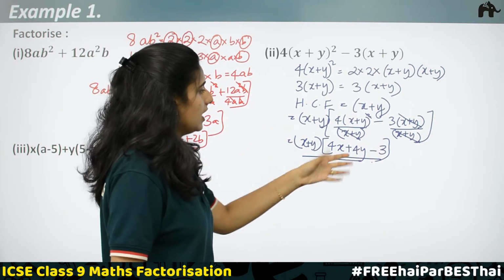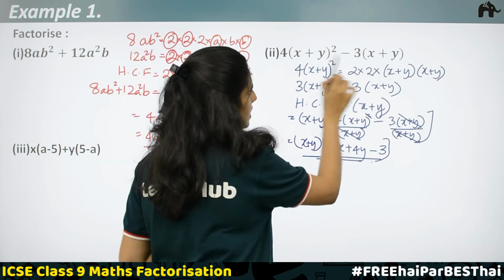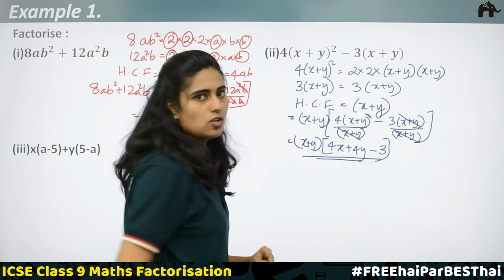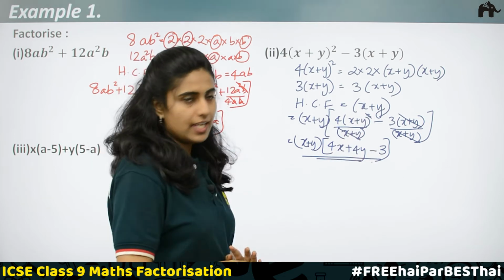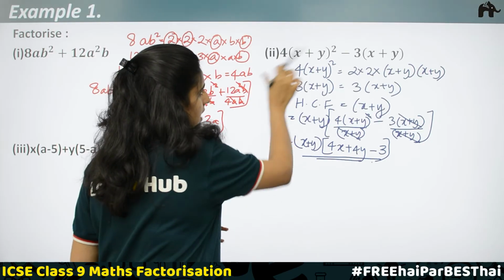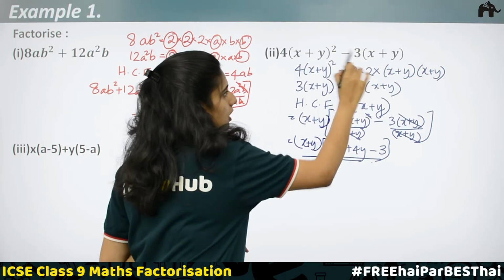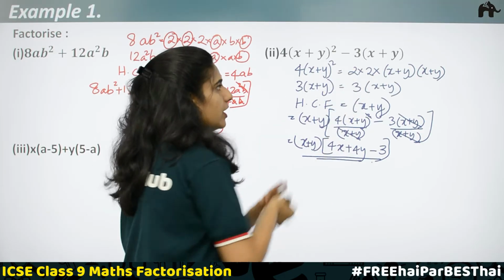Okay, if you are not doing this step, still you can see this, right? When you see this, you will understand x plus y is common. So, just take out x plus y and then what is remaining should be written inside. After taking x plus y outside, you will be getting 4 into x plus y. Okay, here only minus 3 will be remaining. Directly you can do that.